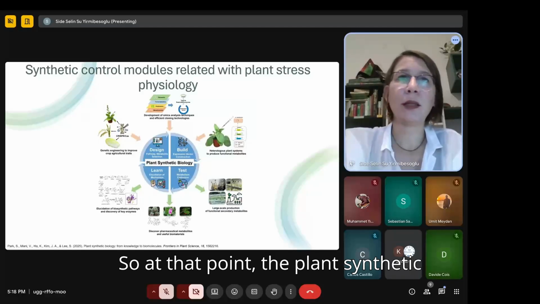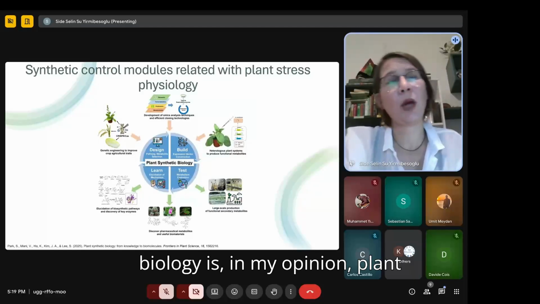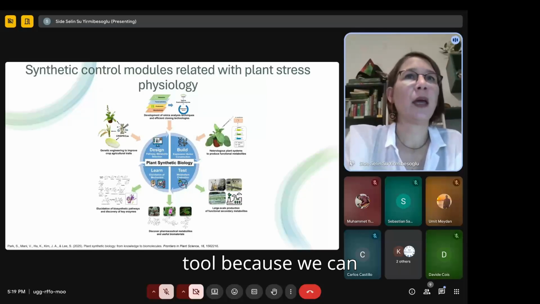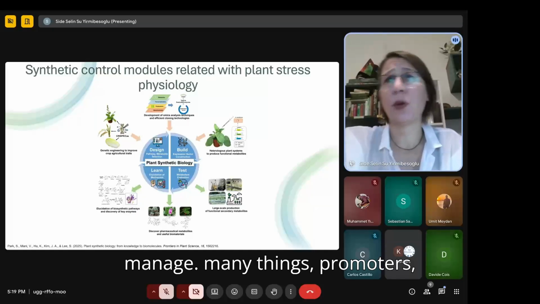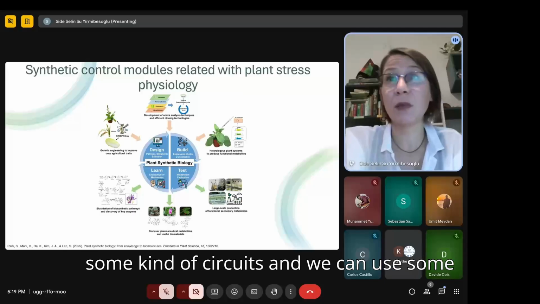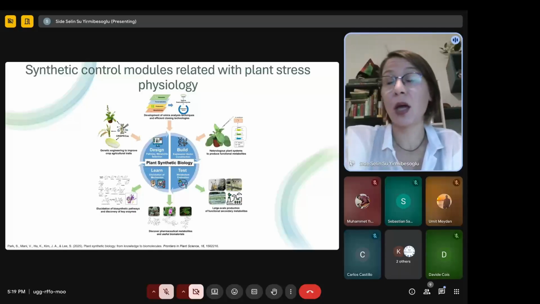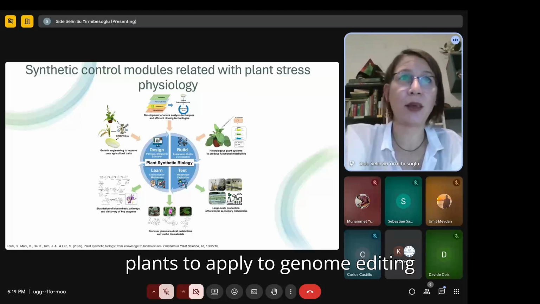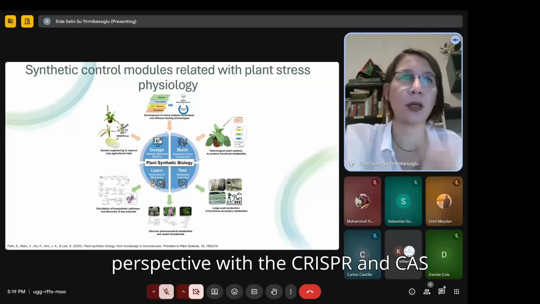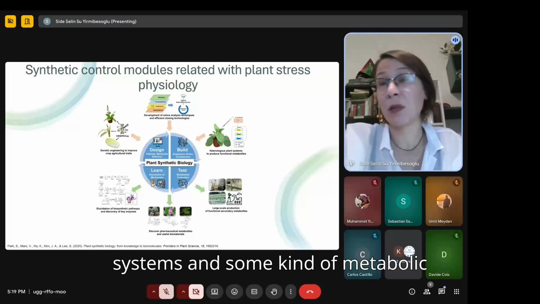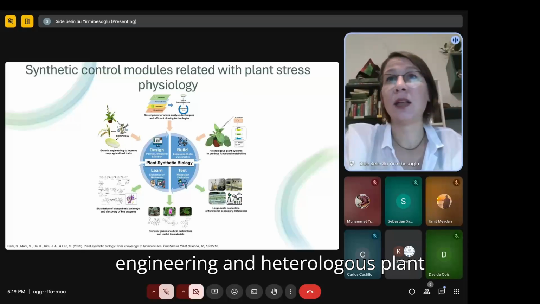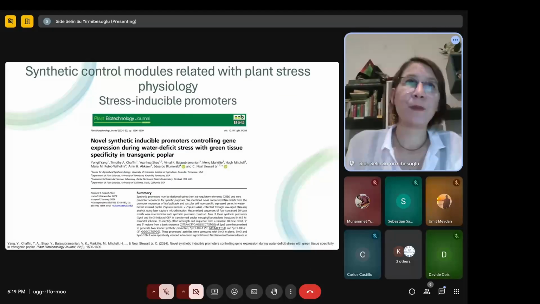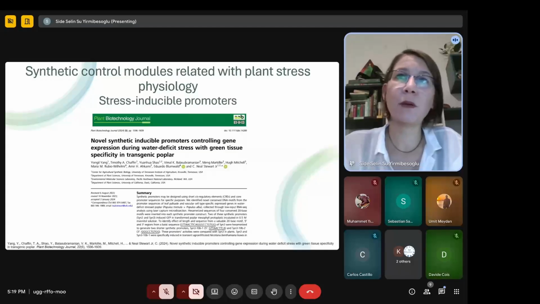So at that point, plant synthetic biology is, in my opinion, the most powerful tool because we can manage many things, promoters, transcription factors, and we can build some kind of circuits, and we can use some knowledge from the ancestral plants to apply to genome editing with the CRISPR and Cas systems, and some kind of metabolic engineering and heterologous plant systems to produce functional metabolites. So in that perspective, I want to give some examples.